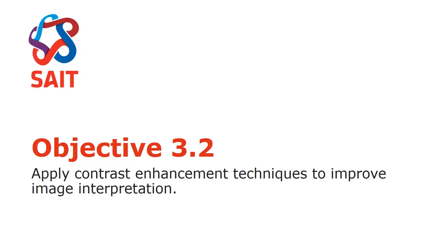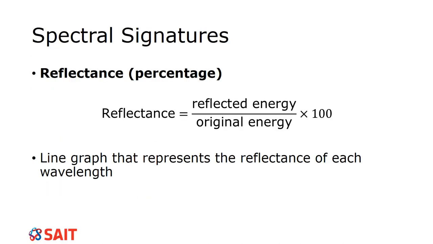So moving into the next objective, which is looking at contrast enhancement. But what's first most important to see is the spectral signatures. Now this is really important because it really shows us what contrast is. Spectral signatures use something called reflectance, and reflectance is a ratio of reflected energy over the original energy that was received, multiplied by 100, and so that gives us a percentage.